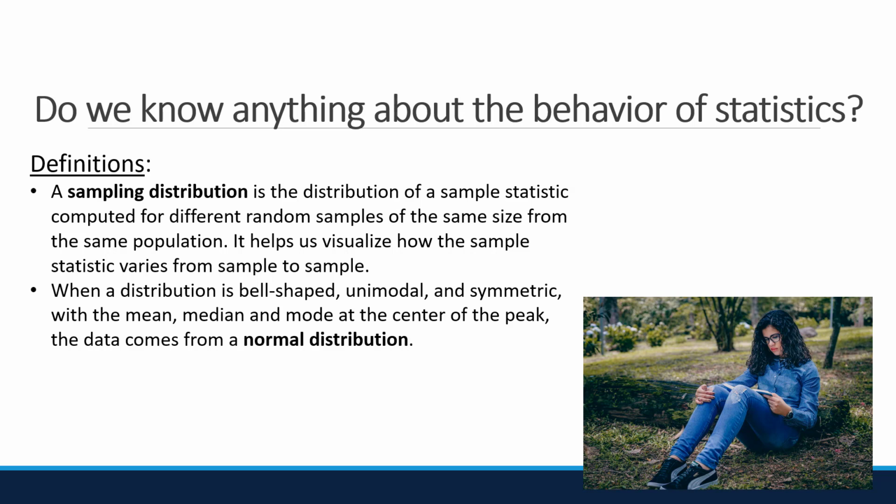When a distribution is bell-shaped, unimodal, and symmetric, with the mean, the median, and the mode at the center of the peak, we often say the data comes from a normal distribution.